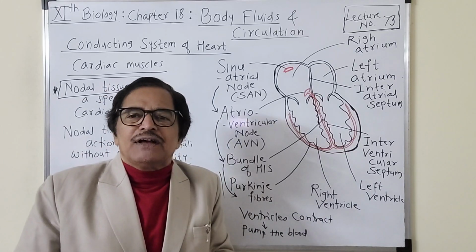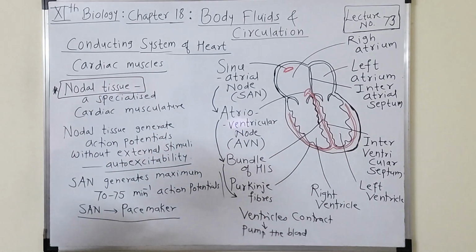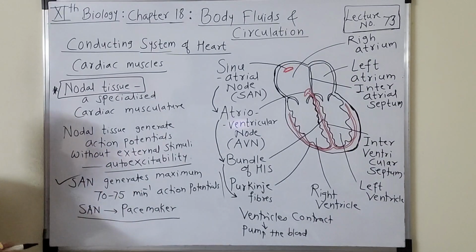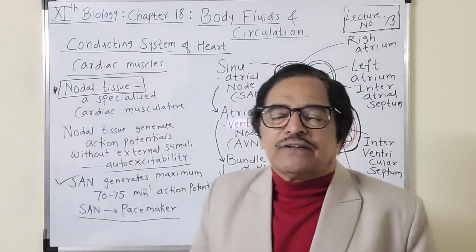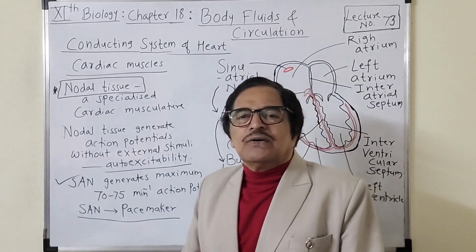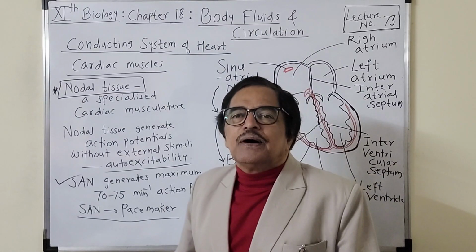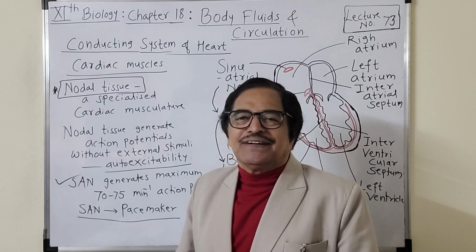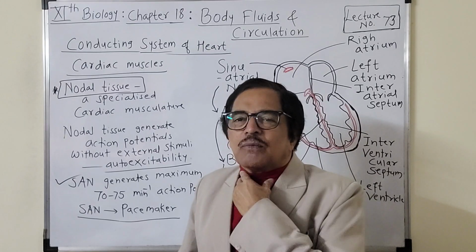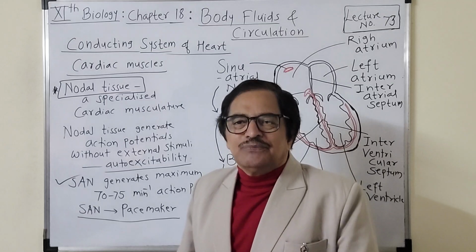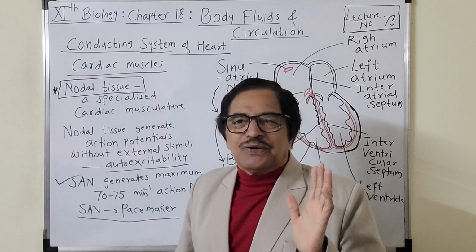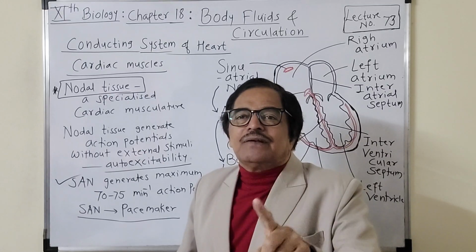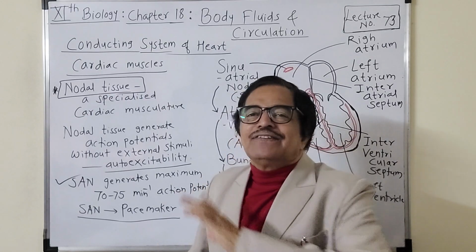This action potential is generated every time in the SAN, and SAN generates a maximum of 70 to 75 action potentials per minute. How many action potentials does it generate? 70 to 75 per minute, and that sets our heartbeat. So the average heartbeat of a normal human being is given as 72, in the range of 70 to 75 per minute. So every time an action potential is generated by SAN.